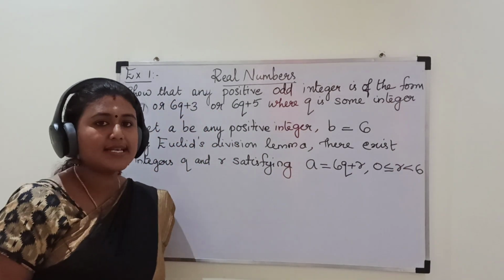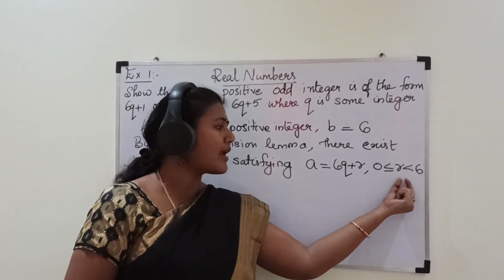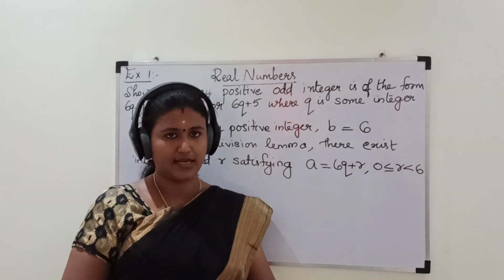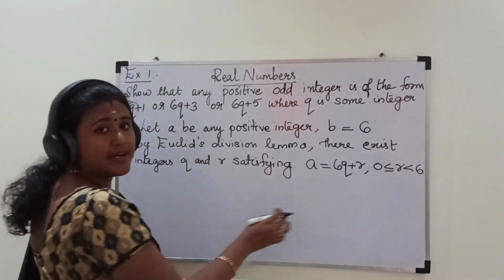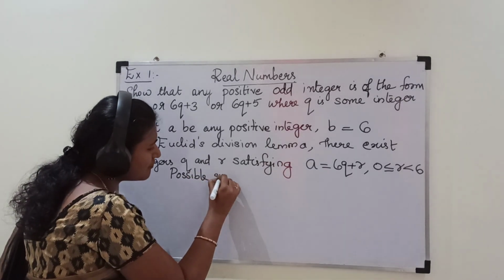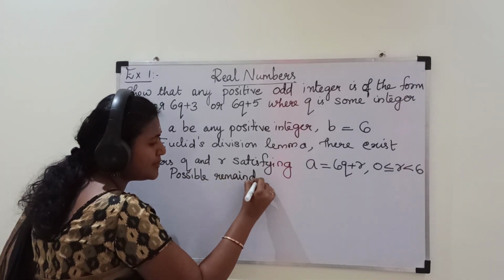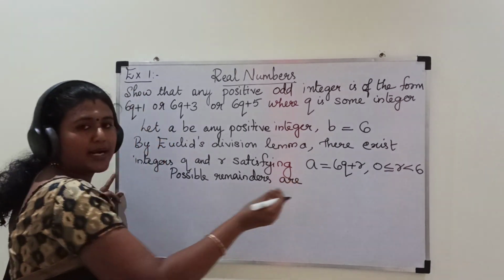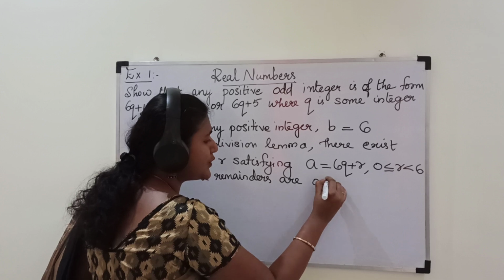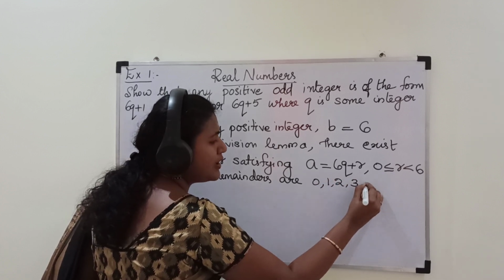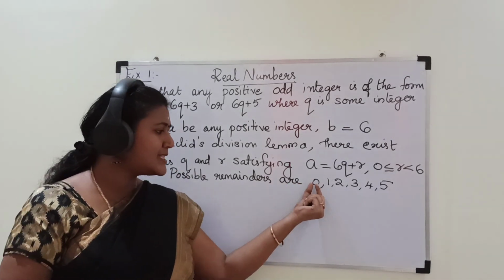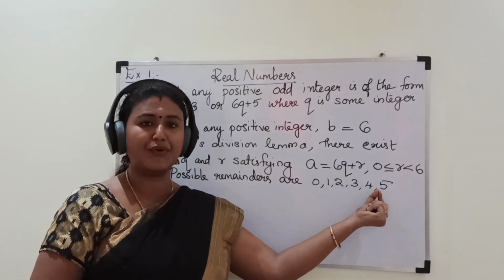Here the divisor is 6, so the condition for our remainder is 0 less than or equal to r less than 6. Since we have this condition, what are the possible remainders? 0, this is the range, so 0, 1, 2, 3, 4 and 5. So the possible values of r are 0, 1, 2, 3, 4, 5.